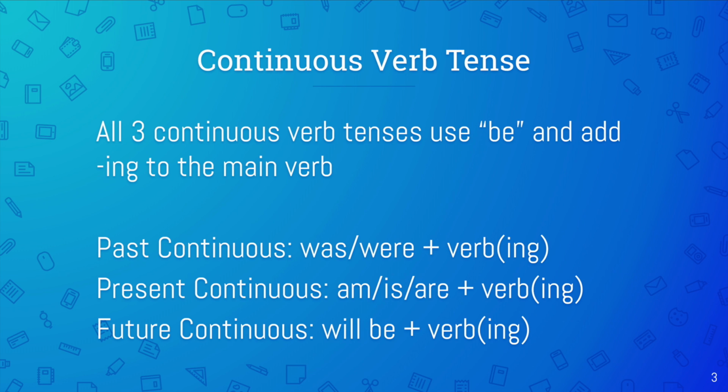All three continuous verb tenses use a form of the word be and add ing to the main verb. For past continuous, you want to use was or were depending on your subject. If the subject is singular, use was. If the subject is plural, use were. For the present continuous, you want to use either am, is, or are. And the future continuous is pretty easy. You always use will, be, plus your ing verb.